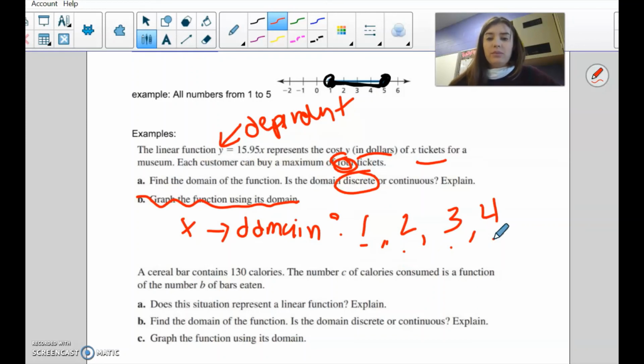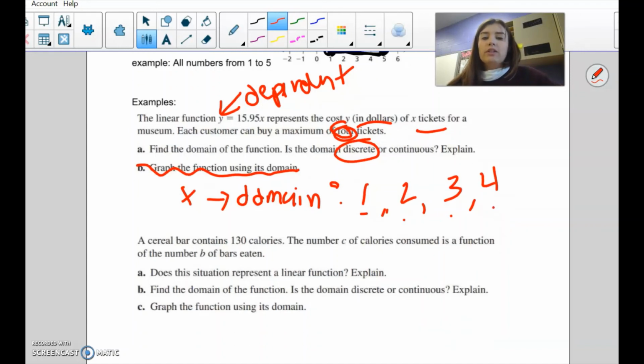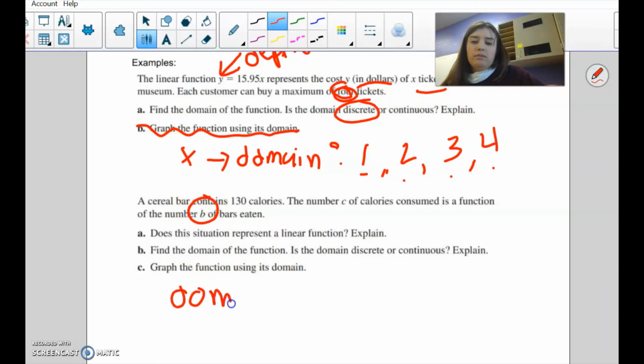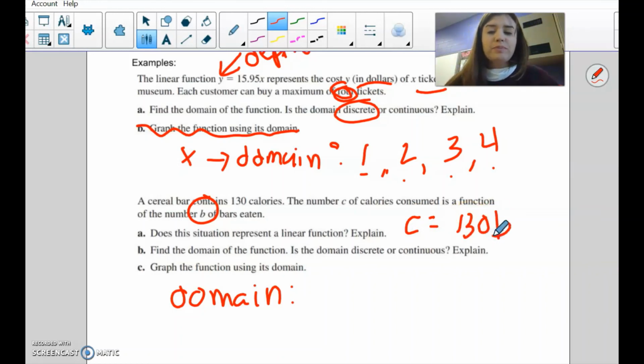Let's look at the bottom example. We have a cereal bar containing 130 calories. The number of calories C consumed is a function of the number B bars eaten. So if it's a function of B, then bars eaten is our domain. And if you can write the equation for this, that's fantastic. We have C calories is 130 calories per cereal bar. So our domain is our bars eaten.